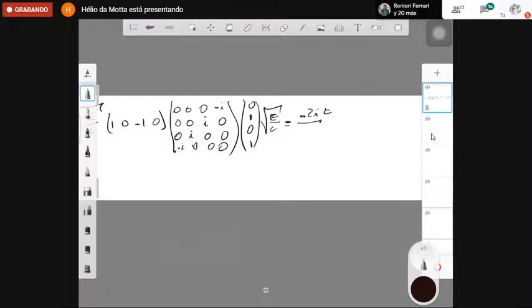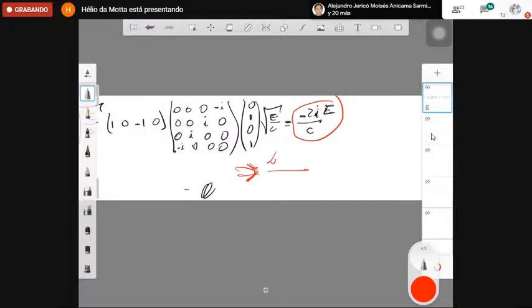E over C. So multiplying both, then if you multiply both, what you have is 4E squared over C squared. Okay?